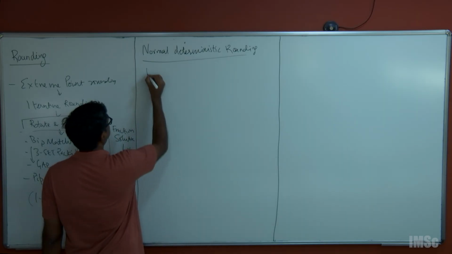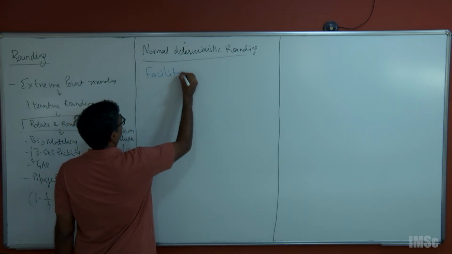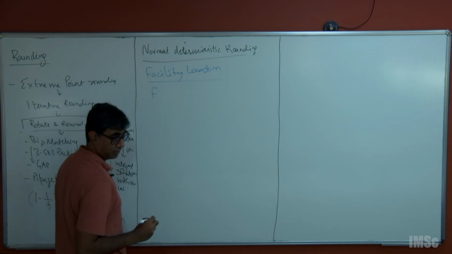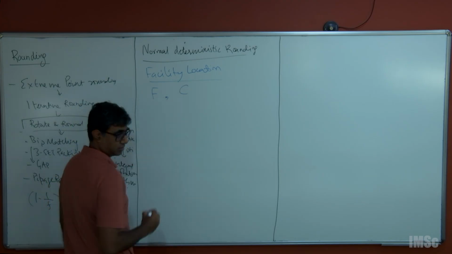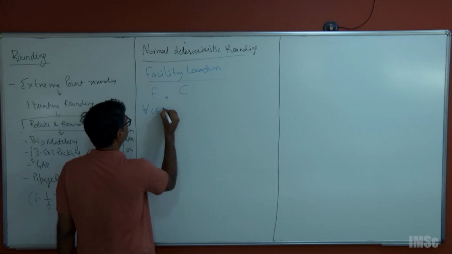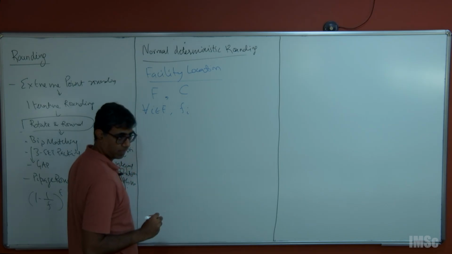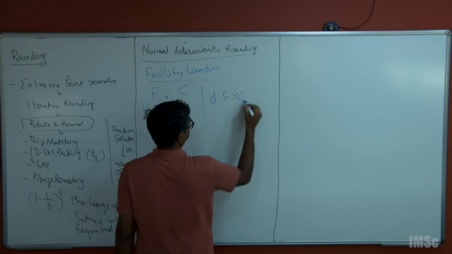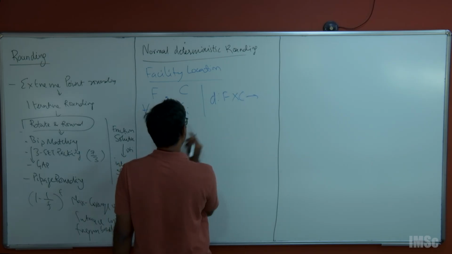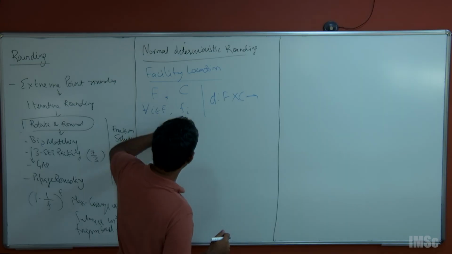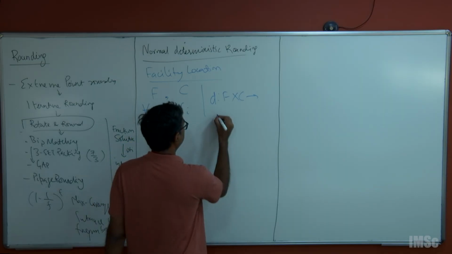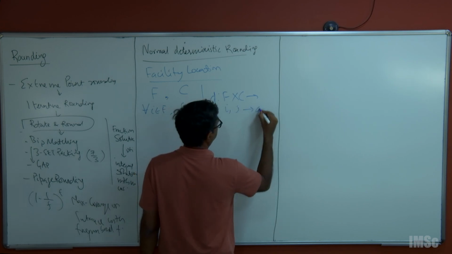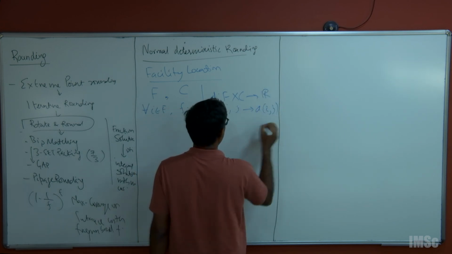One was facility location. So what was the facility location problem? In the facility location problem, we are given a set of facilities, a set of customers, and for each i in F, some facility cost. Then there was a distance function from facility to customer, and if a customer j is served by facility i, we map the pair to some real d(i,j).